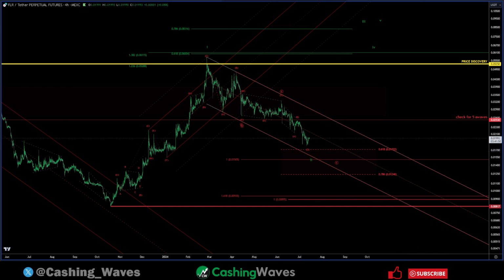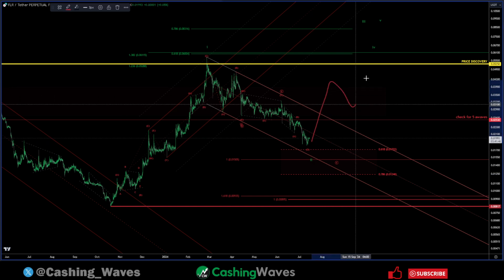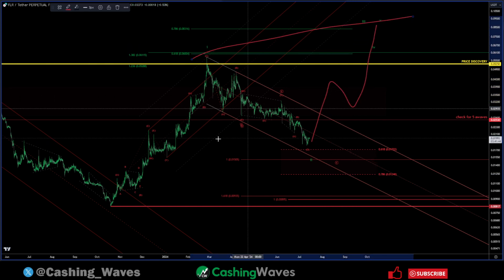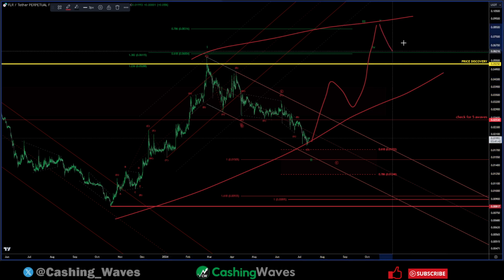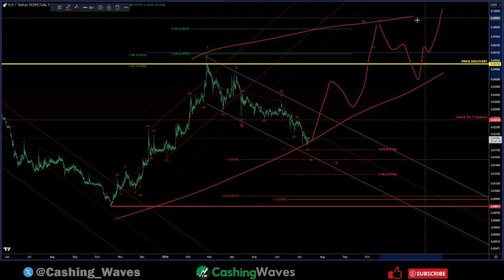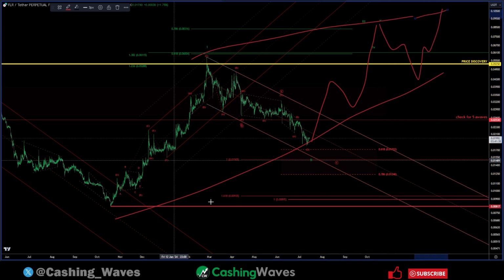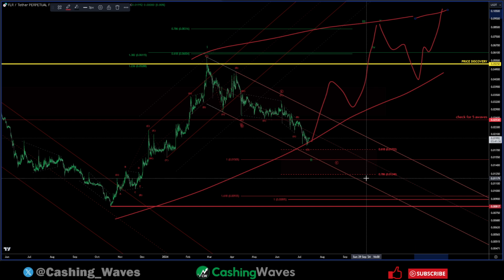But I would also look for this to be a three-wave move just like this. Something like this. Then I'd be looking for a 3, 4, and a 5. This is the pattern I see playing out on FLR in the bullish scenario.